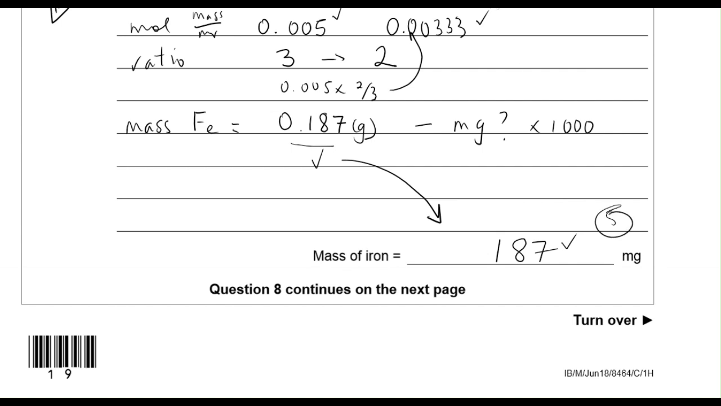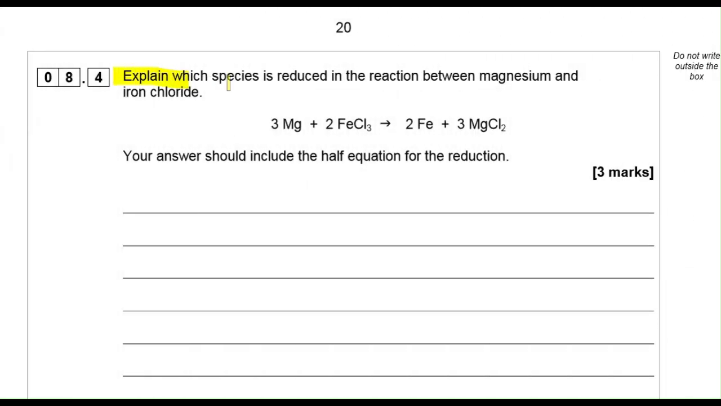Explain which species is reduced in the reaction between magnesium and iron chloride. It's the same equation, 3Mg plus 2FeCl3 gives 2Fe plus 3MgCl2. Your answer should include the half equation for the reaction. This is a 3-mark question. So whenever we get half equations and reductions, we think of that good old acronym OIL RIG. Oxidation is loss, reduction is gain, and of course we are referring to electrons.